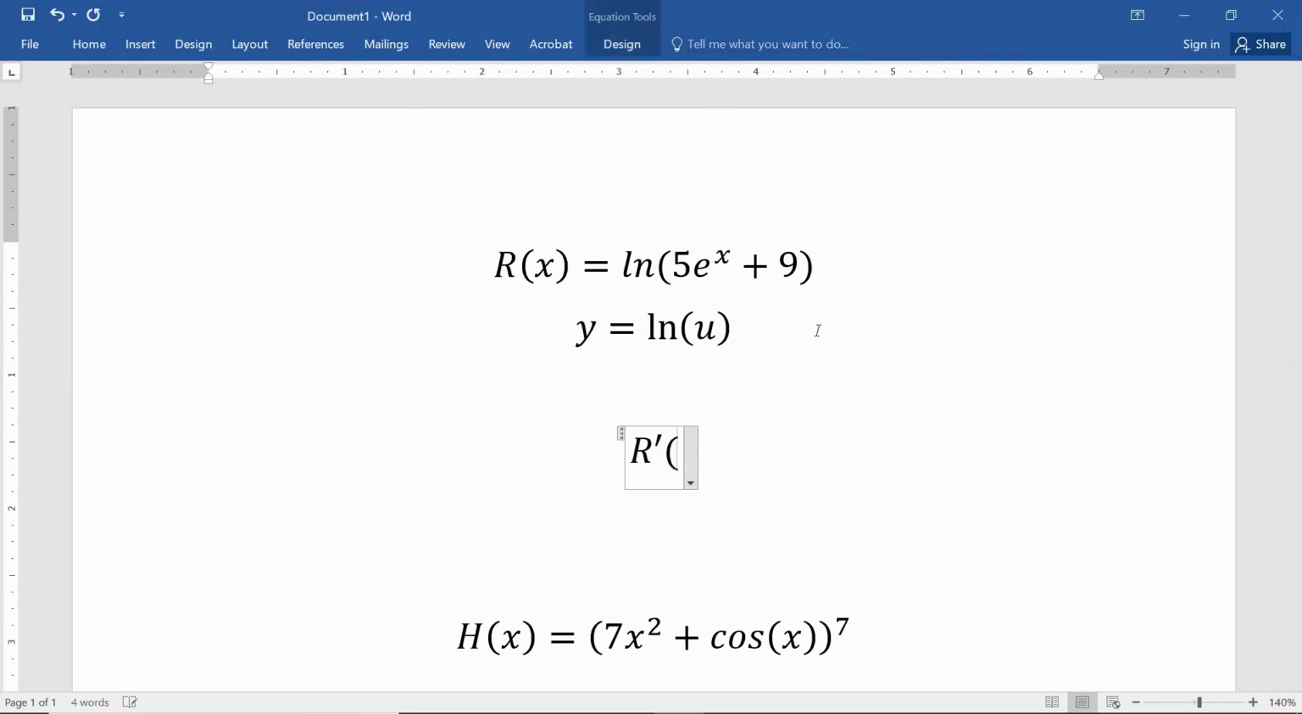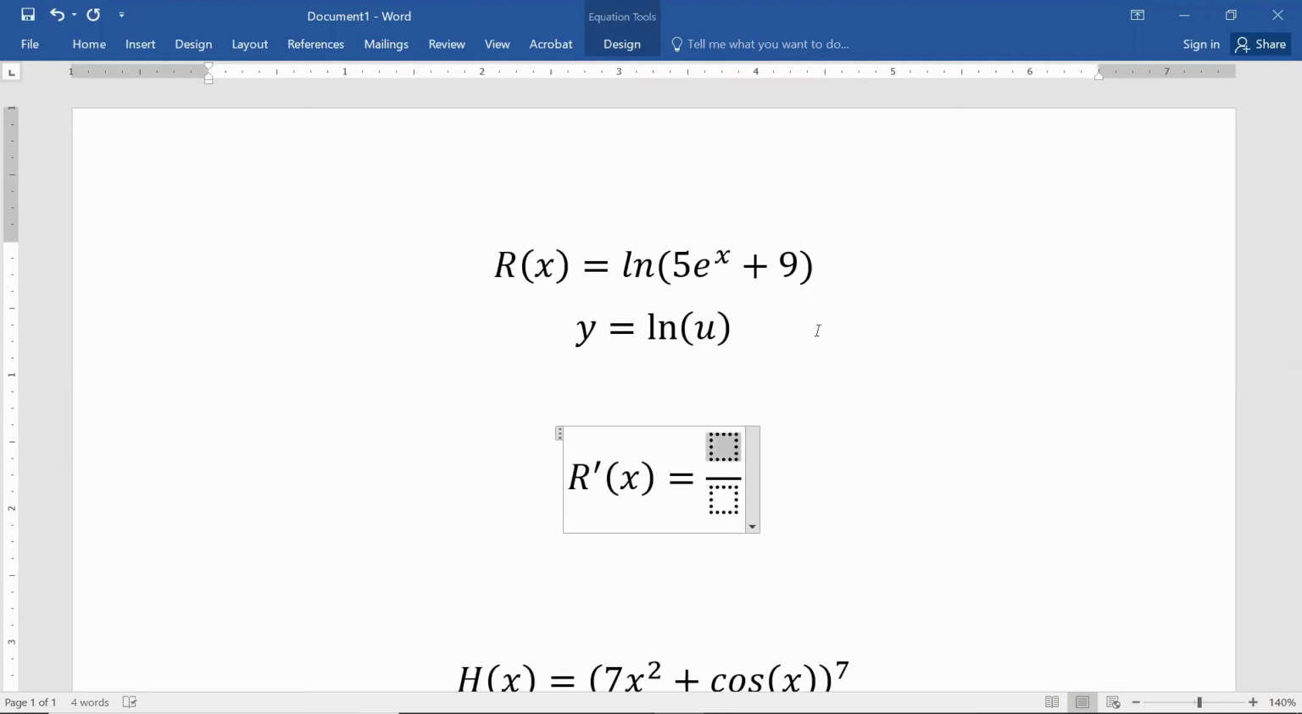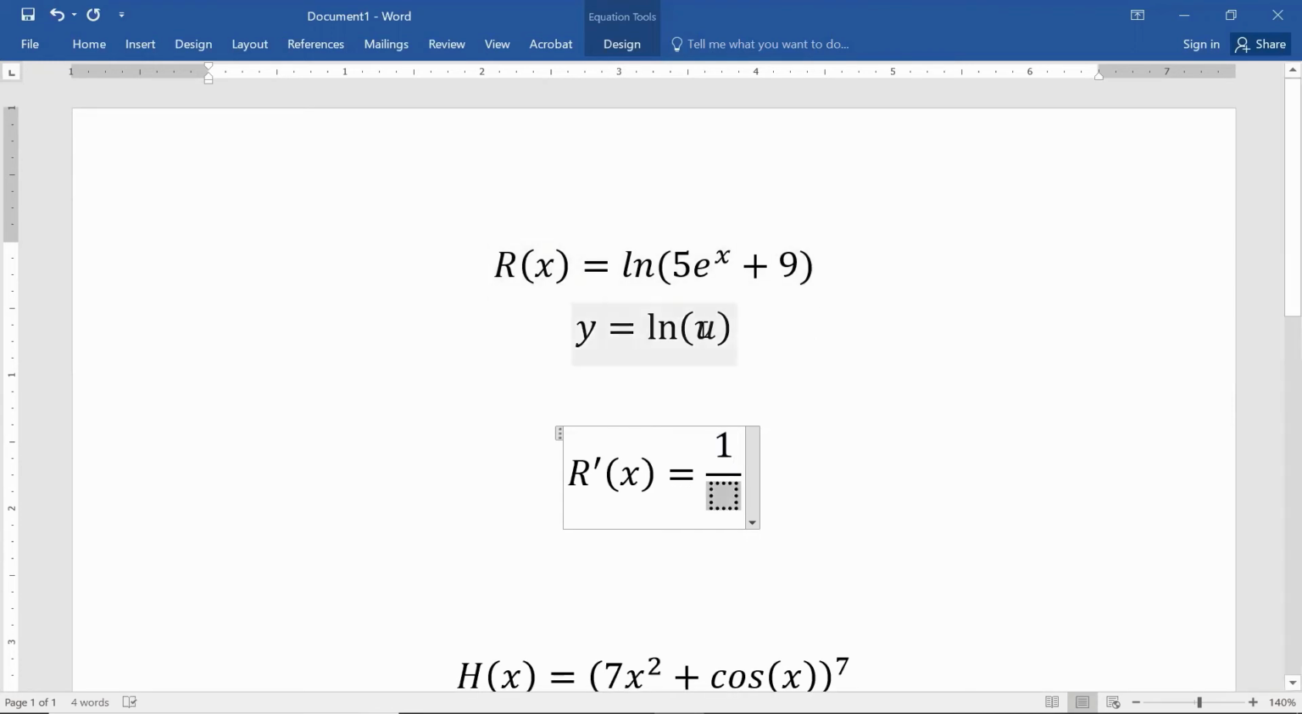We know how to take a derivative of natural log. If you remember from the last example we did, we could write it as a single fraction right now. But what I'm going to do is write it in the long form first. So if I take a derivative of natural log, I take 1 over the actual inside piece, the 1 over u, where my u now is 5 e to the x plus 9.